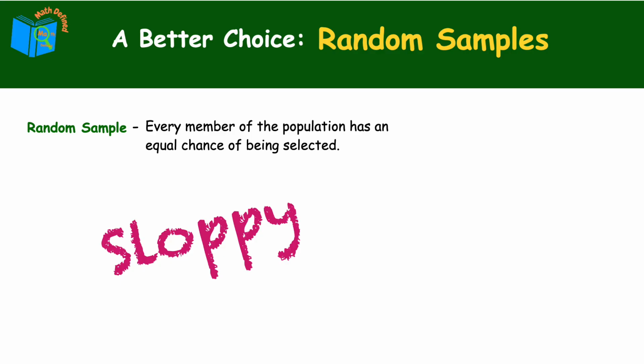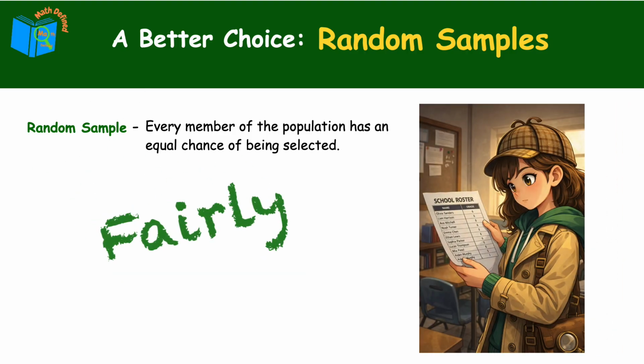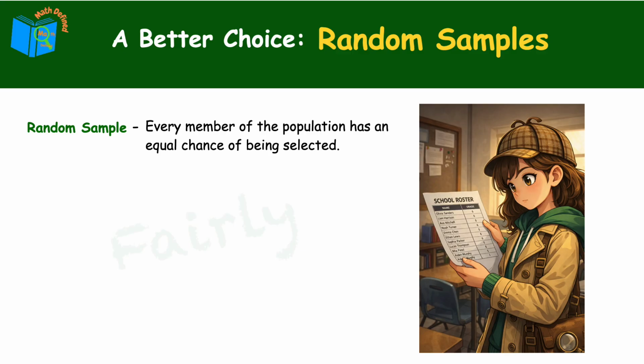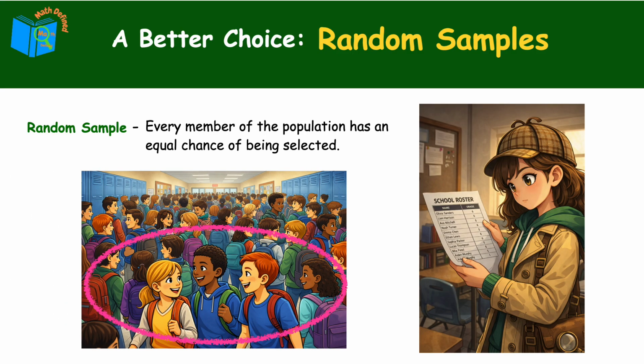Now, random does not mean sloppy. It does not mean just picking whoever is nearby. It means the selection is made fairly without favoring one group over another. So if a school wants to know how students feel about lunch, a better plan would be to randomly choose students from the entire school. Not just athletes, not just one grade level, and not just students from one classroom.